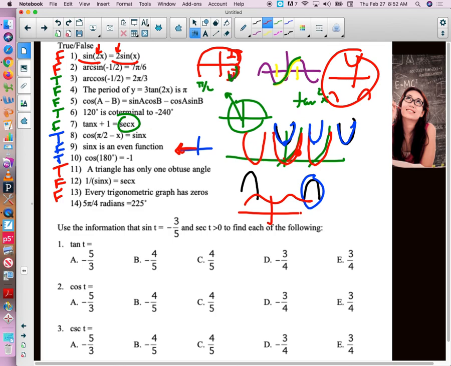5 pi over 4 in radians is 225. True or false? True.